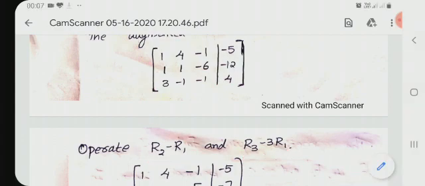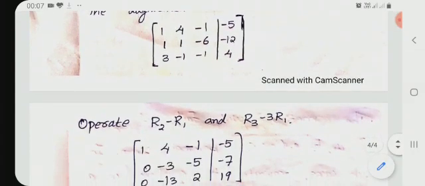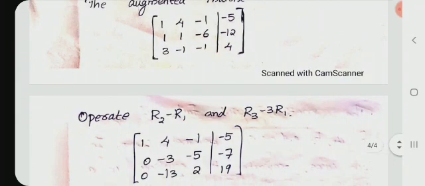So using this elementary row transformation, the matrix becomes 1, 4, minus 1, minus 5. There is no change in the first row. In the second row, using R2 minus R1, the matrix becomes 0, 1 minus 4 is minus 3, minus 6 minus minus 1 is minus 5, minus 12 minus minus 5 is minus 7. In the third row, the operation is R3 minus 3R1, so 0, minus 13, 2, 19.